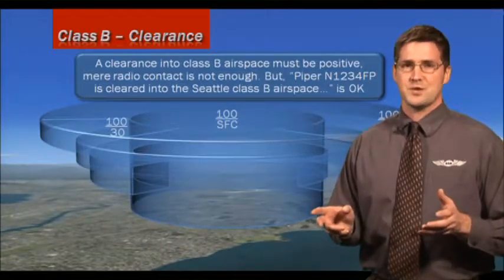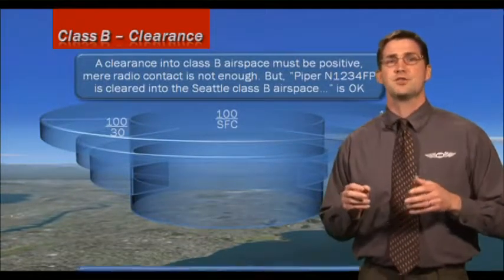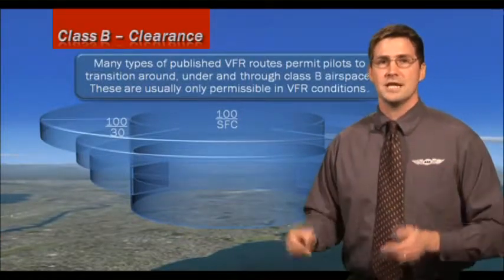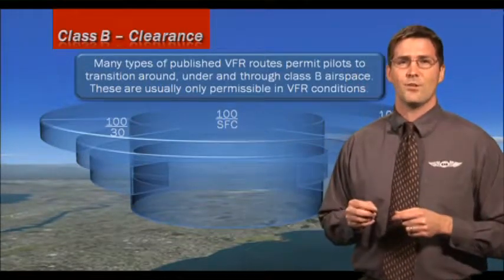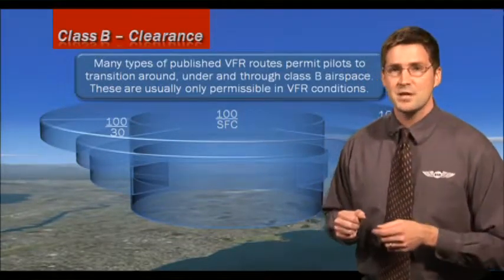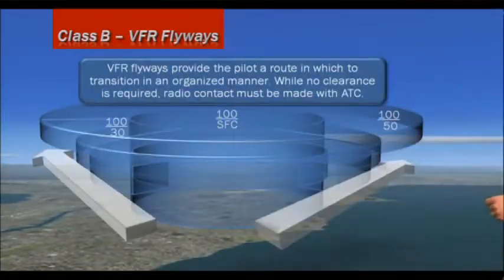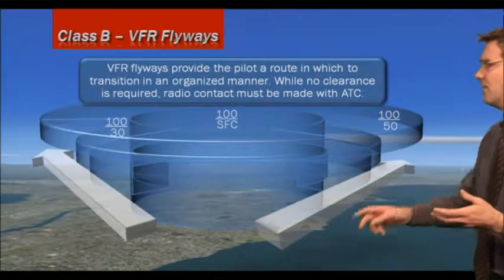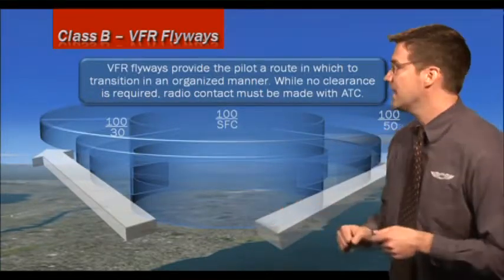Now, Class B airspace takes up a lot of space, so many Class B areas also have terminal routes to help low-altitude VFR traffic move efficiently around, under, and even in some cases, right through the airspace in VFR weather. One type of Class B transition route is called a VFR flyway. VFR flyways are depicted on the back of terminal area charts, and as shown here by the white lines, VFR flyways are paths that take you under and around Class B airspace.